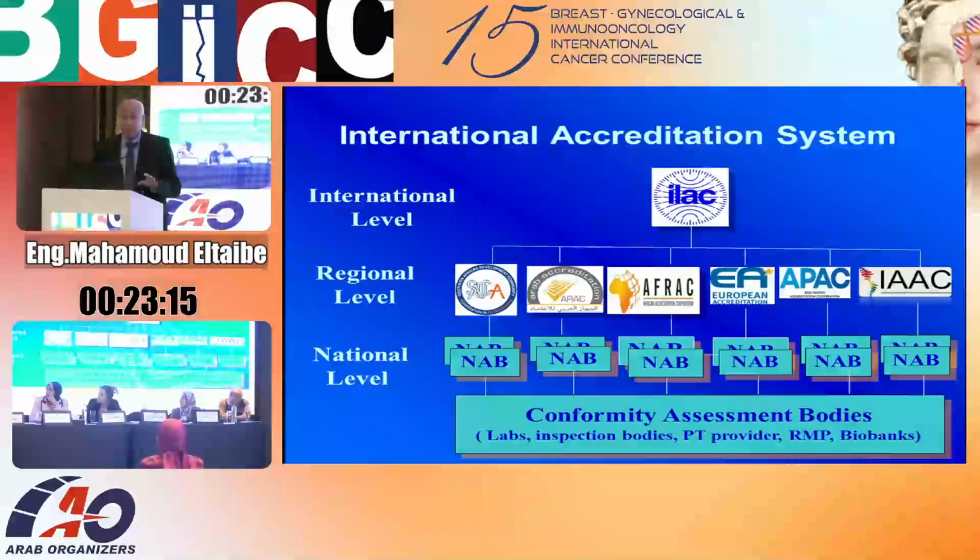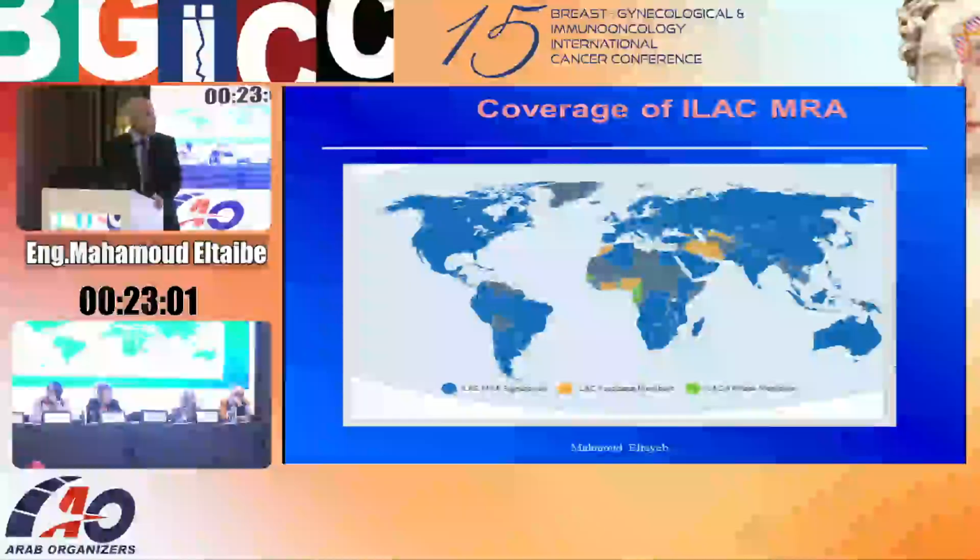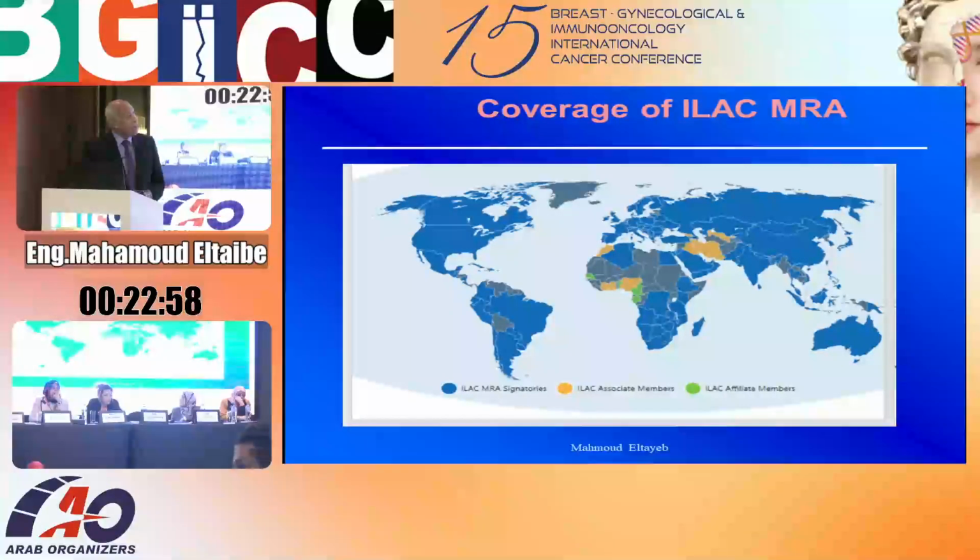In the regions, we have 6 regions now. But how many national accreditation bodies are recognized by ILAC? They are now 109 accreditation bodies, which are already recognized by ILAC. This is the ILAC arrangement coverage. Those in blue are the signatories. The signatories are those evaluated by ILAC, accepted by ILAC, and they sign what we call the MRA arrangement. We see that Egypt is one of them since 2009.